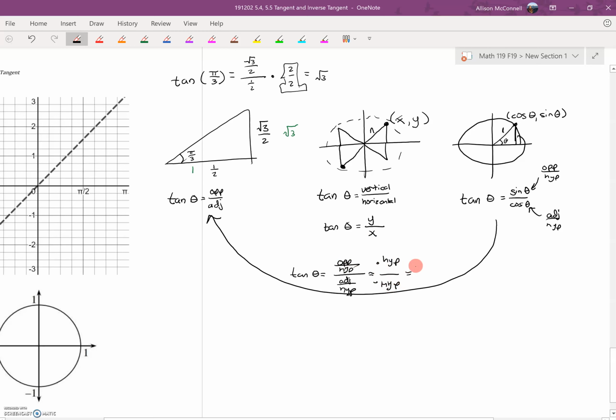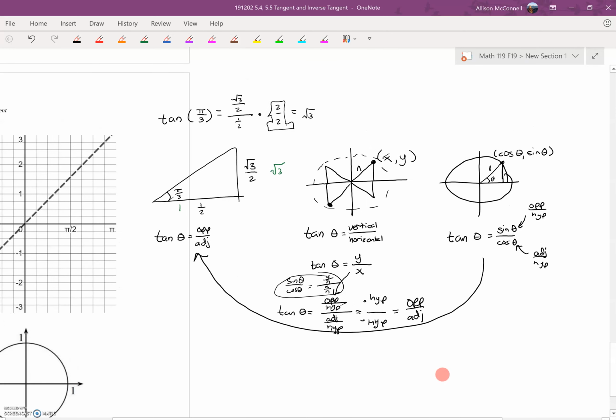And that will give me the opposite over adjacent, hence making this full circle idea. It also works with this diagram, because if you had your y length and your x length and you considered the sine and cosine way of doing it, it would be y over n over x over n to represent the sine of theta, cosine theta for this reference angle diagram. And again, we see that that is equivalent to the opposite over adjacent. So lots of ways to justify that relationship.